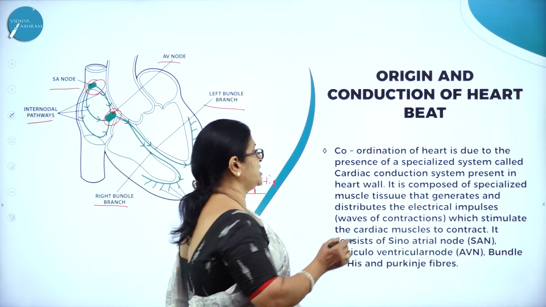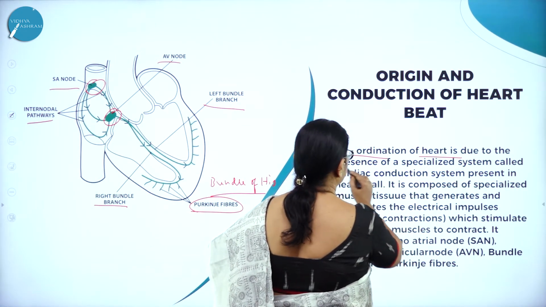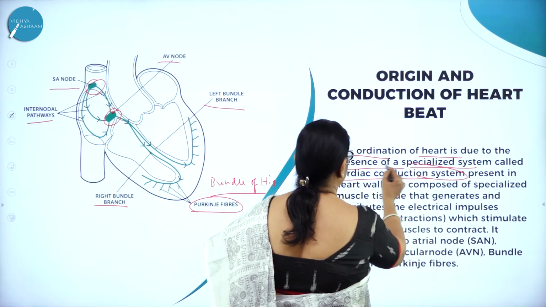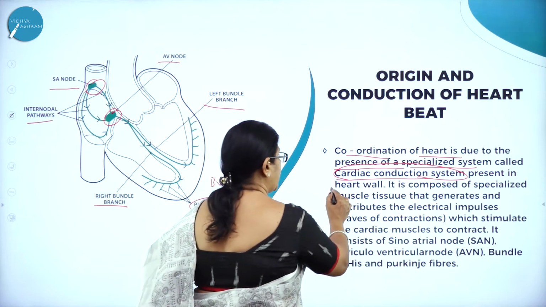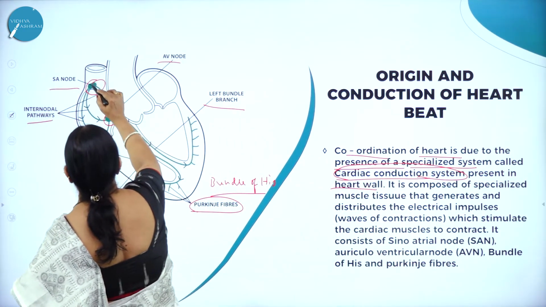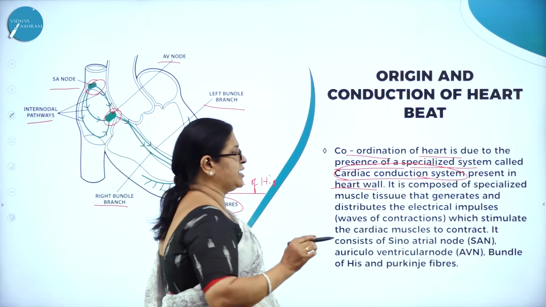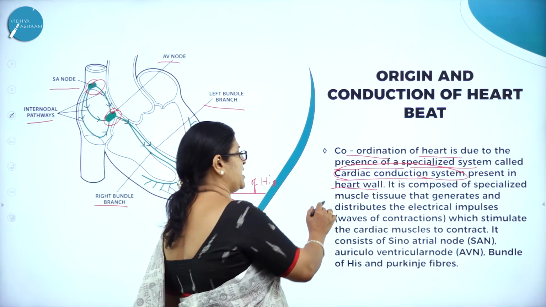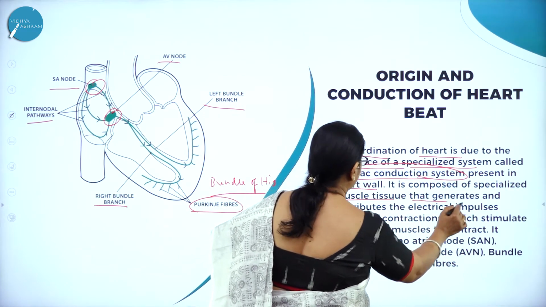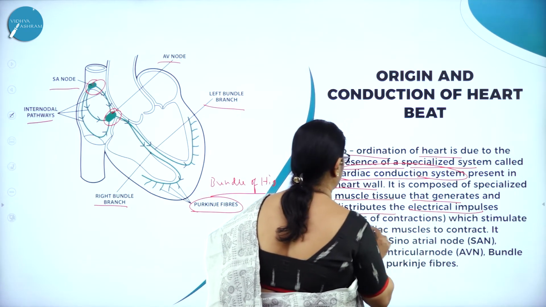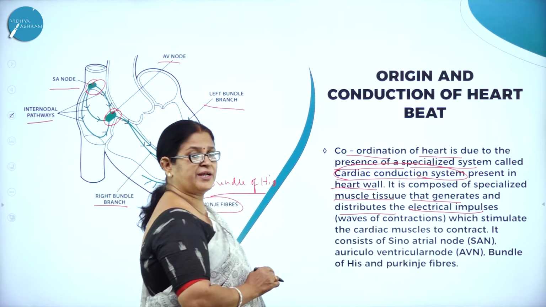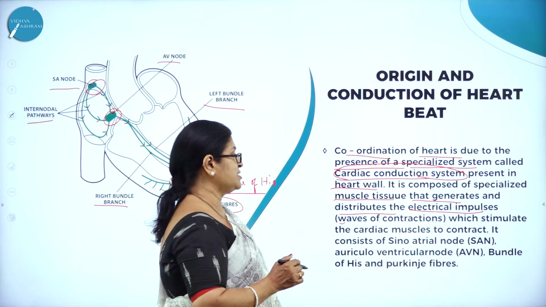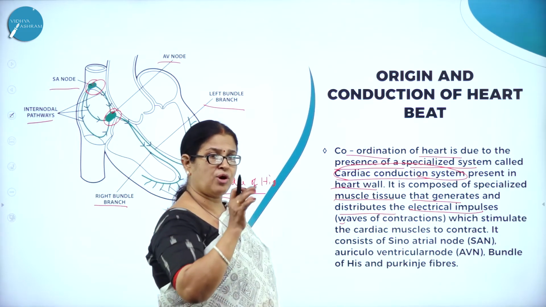So now let us understand. Coordination of heartbeat is due to the presence of a specialized system called the cardiac conduction system, which is present in the heart wall. It is composed of specialized muscle tissue that generates and distributes the electrical impulses. What do you mean by electrical impulses? Waves of contractions are called electrical impulses, which stimulate the cardiac muscle to contract.